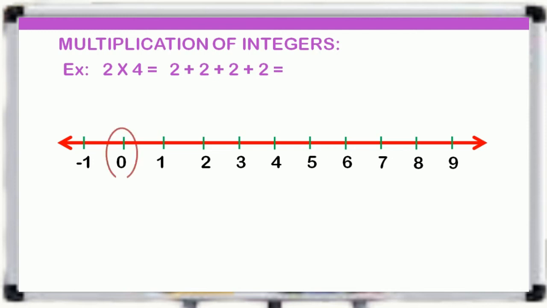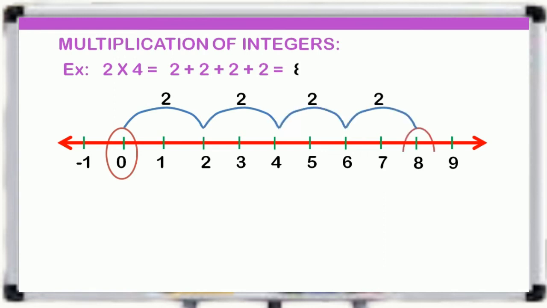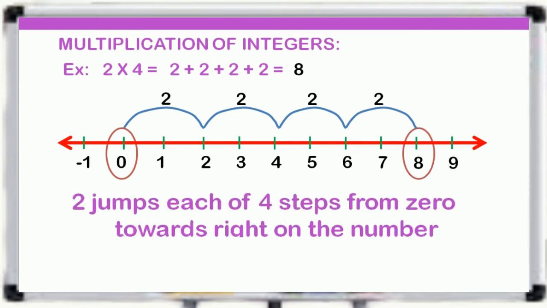Okay. So first from 0, this is 1 jump, second jump, third jump, fourth jump gives number 8. 2 jumps each of 4 steps from 0 towards right on the number line. Okay. So 4 steps we have to take and 2 jumps.